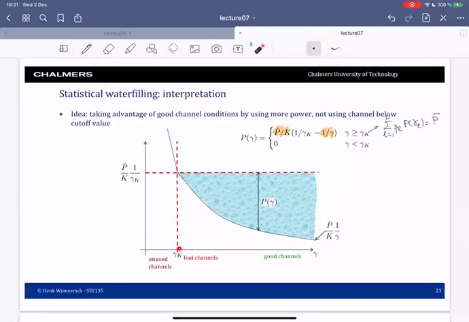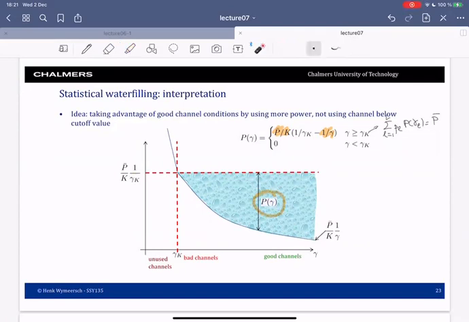I also have one signal to noise ratio, which is the cutoff value, gamma k, and then if I evaluate the function I plot at this value gamma k, I obtain this value here, p bar over k times gamma k. This gives me then this horizontal line. And now the allocated power is the difference between this horizontal line and this curve, right? That's exactly the power that I will allocate, this value here.